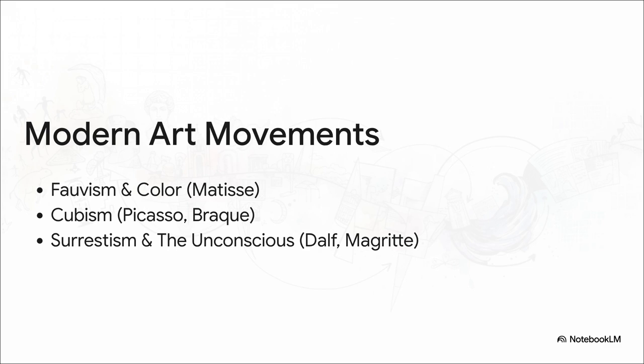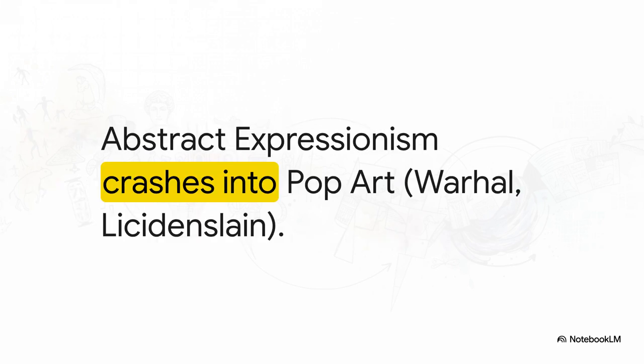Next, artists dive deep into the strange, dreamlike world of the unconscious mind with Surrealism, or Surrealism as our notes call it, brought to life brilliantly by Dalí and Magritte. Then, the center of the art world shifts over to America. We see the pure, chaotic, incredibly physical emotion of abstract expressionism with Pollock and de Kooning.